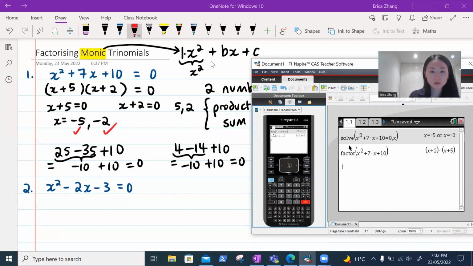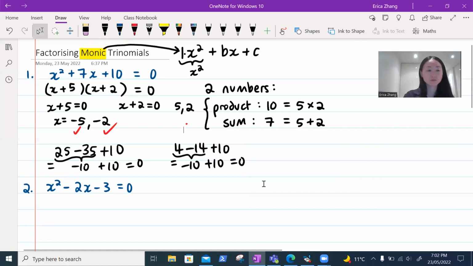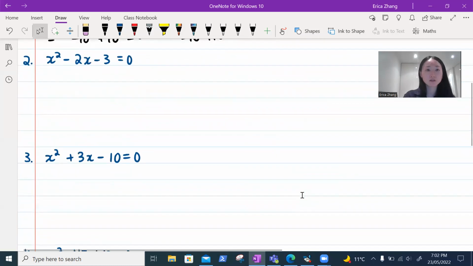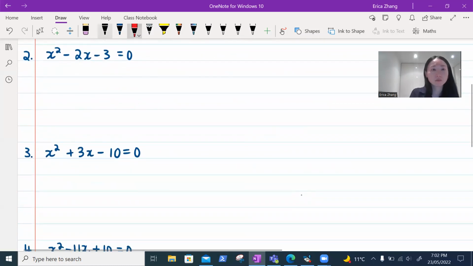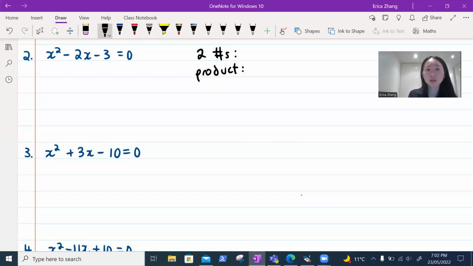All right. Next example. This time we have some minus signs in there. So let's see if that makes our job harder. Same technique, right? We're looking for two numbers whose product is the constant term, which is -3, and whose sum is the coefficient of x, -2. Okay. Pairs of factors of -3. So we have 3 and -1, but the sum of 3 and -1 is +2, not -2.